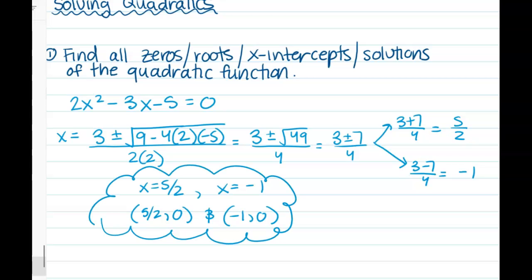But what this really means is that if you were to graph this, there would be x-intercepts at negative 1, let's say that's negative 1, negative 2, 1, 2, at 5/2, which would be about here, and negative 1, which is here. The coefficient is positive, so our function would look something like that. Okay, so that's what zeros, roots, x-intercepts, solutions are. They're just where the function would cross the x-axis.